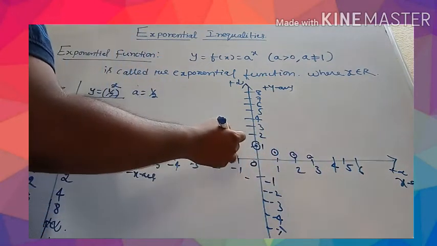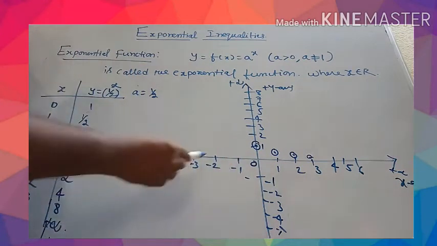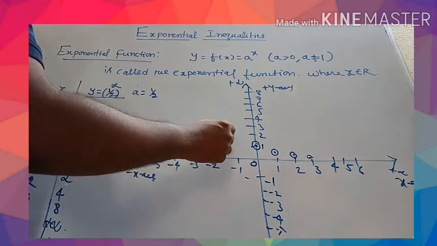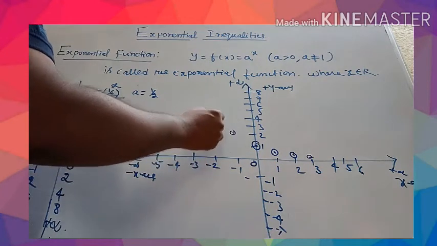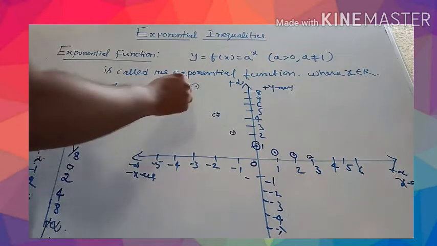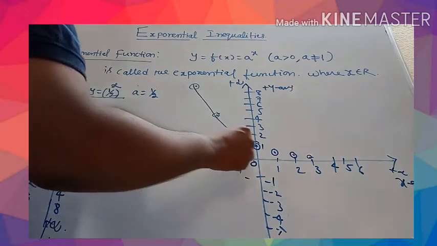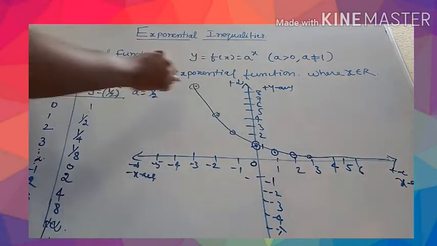And minus 1 is what? Minus 1 value is 2, right? Minus 1 value will be 2 like this. Minus 2 will become 4. Minus 3 becomes 8 like this, right? You see, my dear students, once you plot, the graph is a strictly decreasing function.